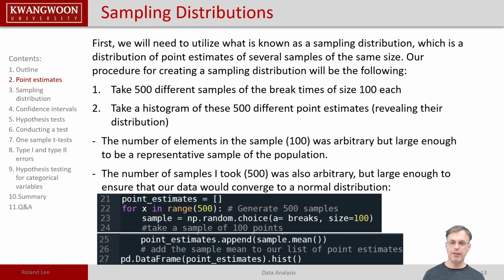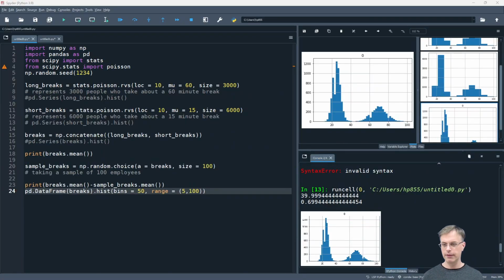The number of elements in the sample, so 100, was arbitrary but large enough to be a representative sample of the population. The number of samples we took was 500, so also arbitrary, but large enough to ensure that our data would converge to a normal distribution. Let's see how that would work this time.